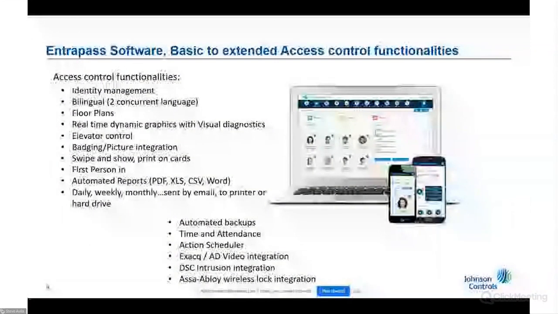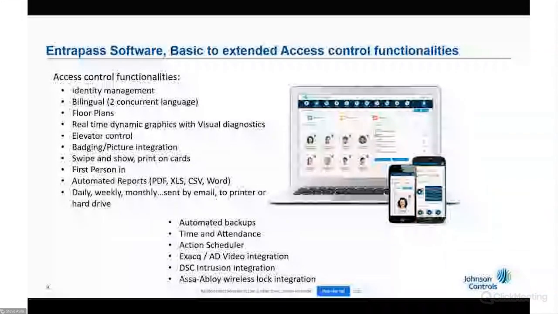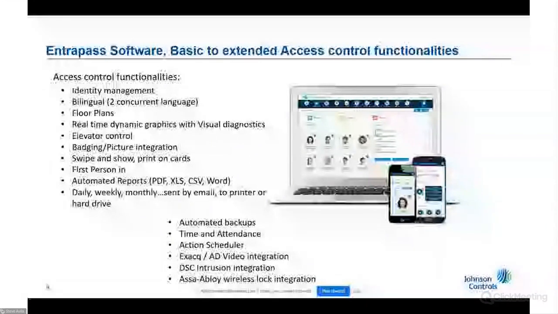You get elevator control. You get badging and picture integration with badge printers. You get the swipe and show feature, print on cards, first person in rules, automated reports that you can export as PDF, XLS, CSV, and Word. And you can have them sent to you via email, daily, weekly, monthly, as you want.